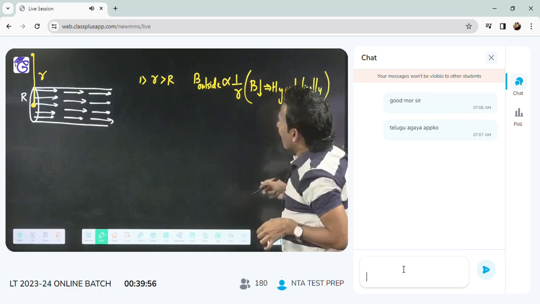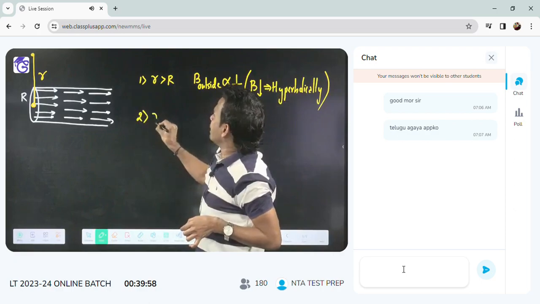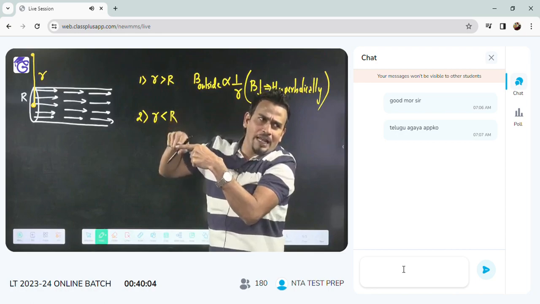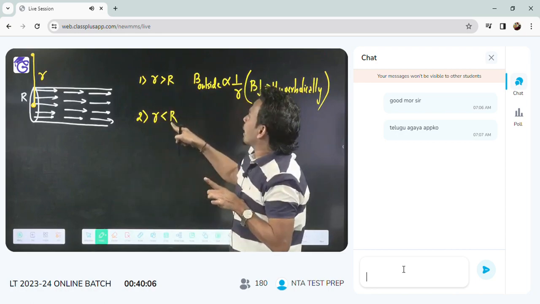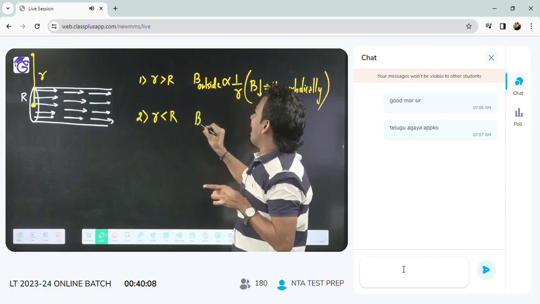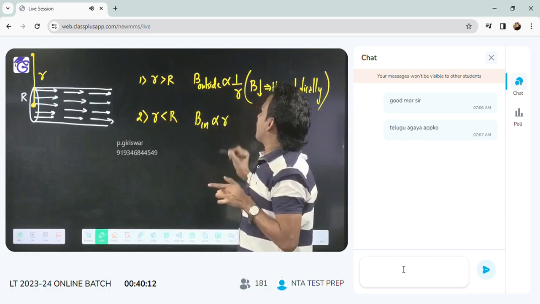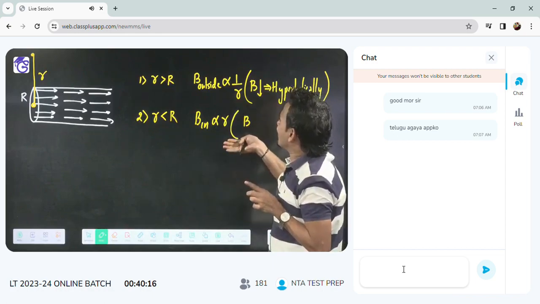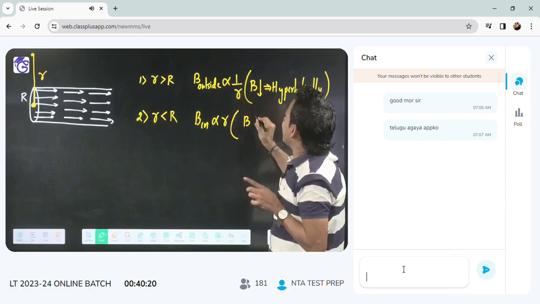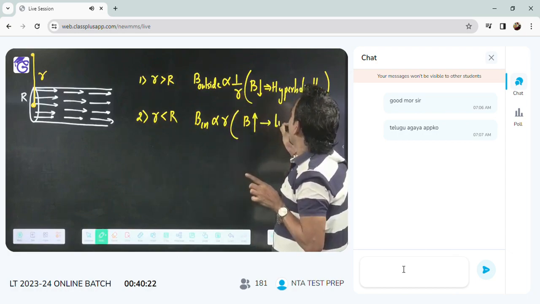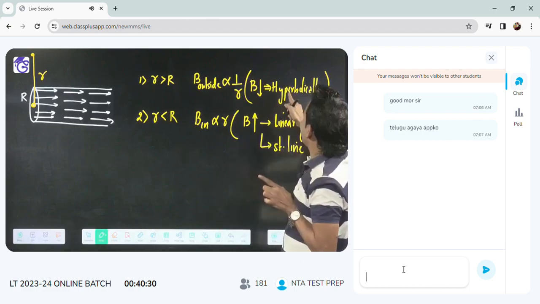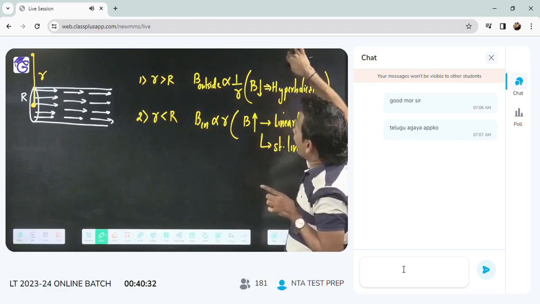And the second point they will ask: if the distance from center is less than the radius. If the distance where you are calculating the magnetic field is less than the radius, we are talking about inside, and inside the magnetic field will come directly proportional to r. As you increase the distance from center, the inside magnetic field will increase linearly. If you draw the graph, the inside graph will be a straight line. Outside graph will be a hyperbola.